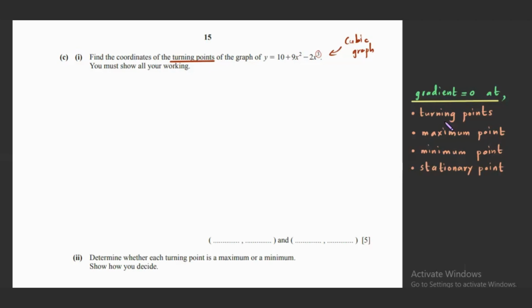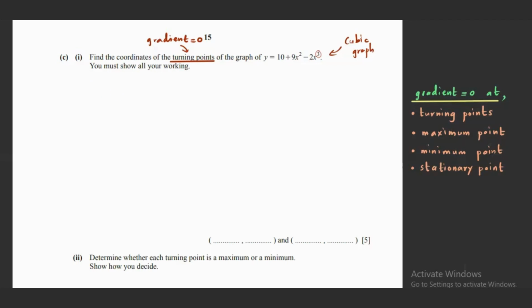That is, whenever you see the terms turning point, maximum point, minimum point, or stationary point, it means that the gradient at that point is equal to 0. Which means we need to find the coordinates of the turning point where the gradient will be equal to 0. So here I can mention it as gradient equal to 0. Now, to figure this out, first I need to find the derivative function, or I need to differentiate this equation that is given to us.